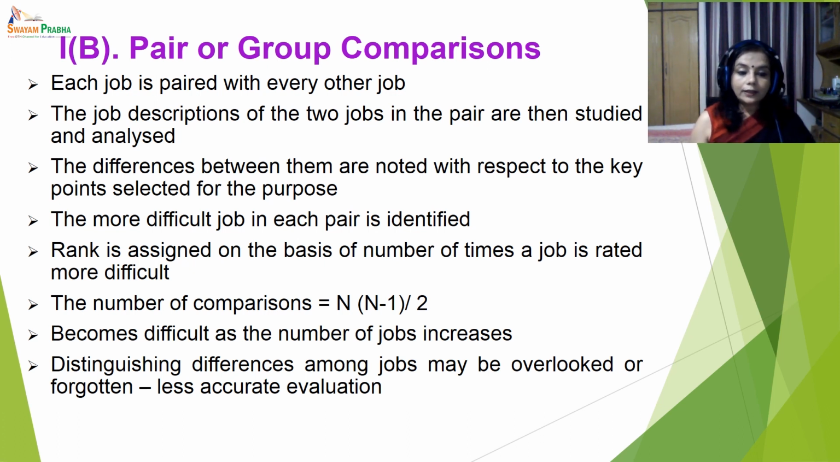The number of comparisons will be n multiplied by (n minus 1), the whole divided by 2. So if there are, say, 5 jobs, it will be 5 into 4 by 2, that is 10 pairs of comparison. But the task may become difficult as the number of jobs increases. Distinguishing differences among jobs may be overlooked or forgotten. This would result in less accurate evaluation.